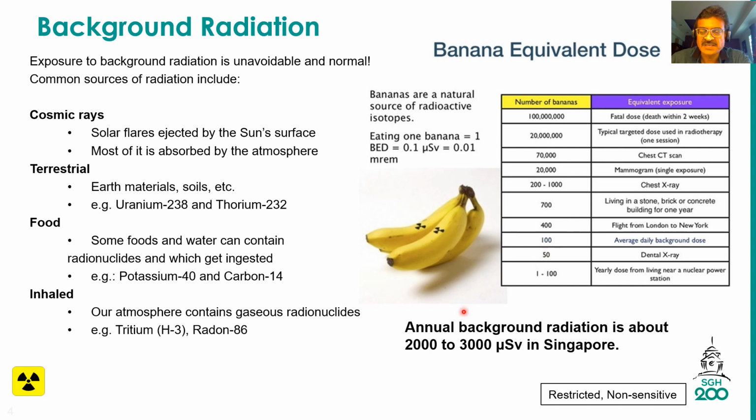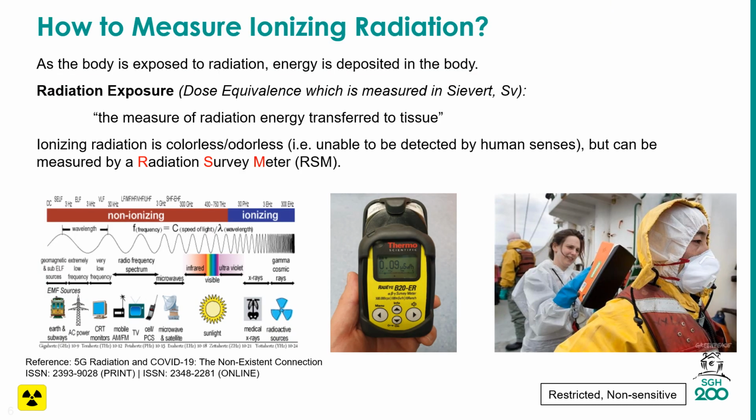The annual background radiation varies from country to country, and it is about 2,000 to 3,000 microsieverts of radiation in Singapore. Whether you live in Yishun or whether you live near SGH, it doesn't matter. It's about the average of 2,000 to 3,000 microsieverts of radiation per year. And in some countries, it can go up to about 10 times this value as well, in some areas where the natural radioactivity is high because of perhaps the altitude as well as the soil containing more radioactivity. Right. So now in this slide, let's see how we can measure ionizing radiation.